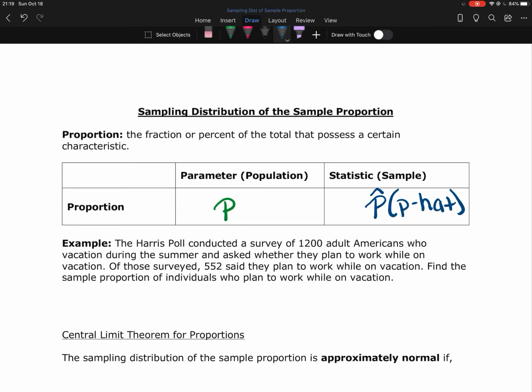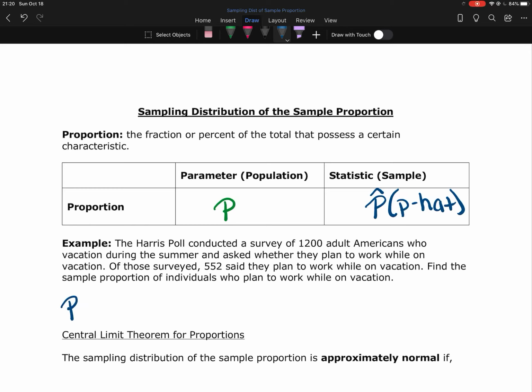So let's look at how we calculate a proportion real quick. A Harris poll was conducted for 1,200 adult Americans who are vacationing during the summer, and they asked whether they plan to work while they were on vacation. Of those that were surveyed, 552 said they plan to work while on vacation. Find the sample proportion of individuals who plan to work while on vacation.